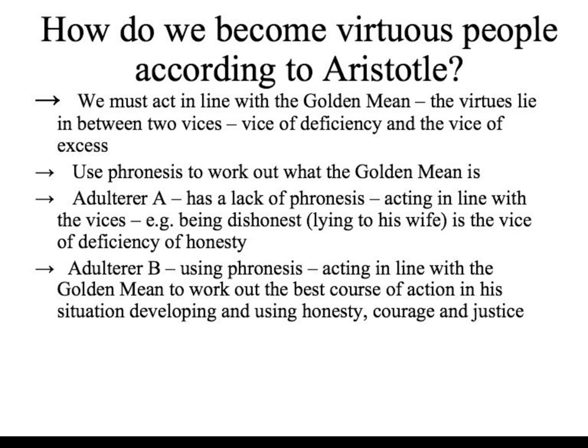For Aristotle, the way that we become virtuous people is by acting in line with the golden mean. The virtues lie in between two vices, the vice of deficiency and the vice of excess. So in each and every situation that you're in, you need to think, what is the golden mean here? I don't want to act according to the vice of deficiency, I don't want to act according to the vice of excess. What would be the middle way? What would be the middle ground here?